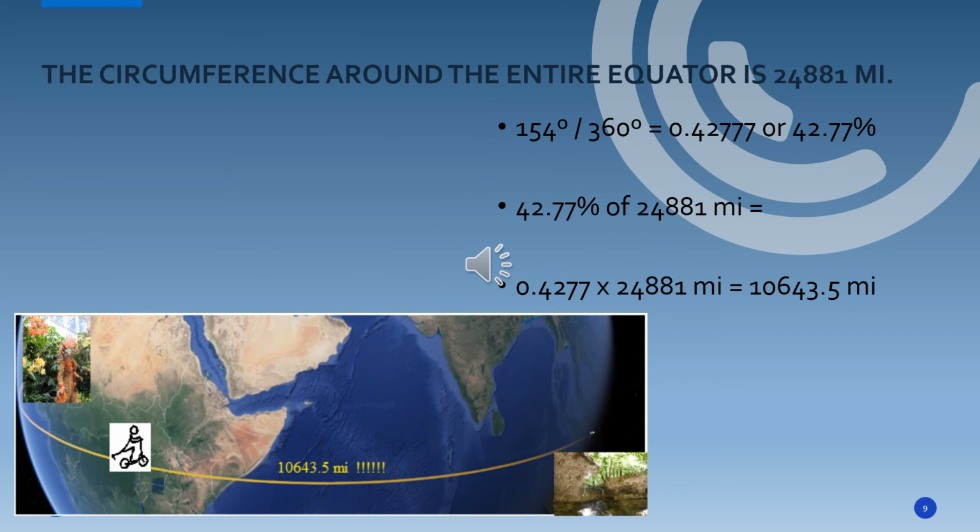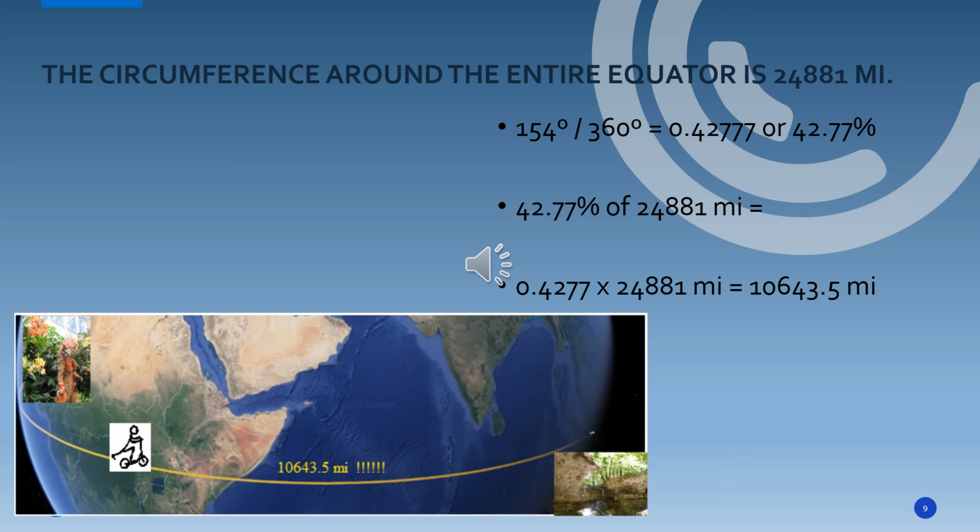So now that we know the angle in between our two locations, we can find the percent of the circumference that we need to travel. Take 154 degrees and divide it by 360. That gives you the ratio or the percent of the circumference that we need to travel. We get a ratio of 0.42777 or 42.77%.